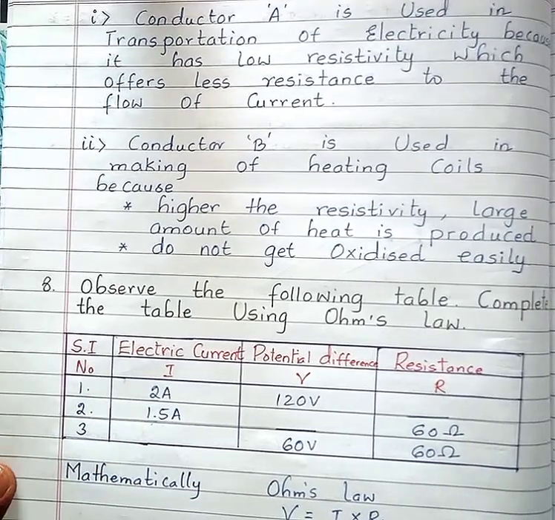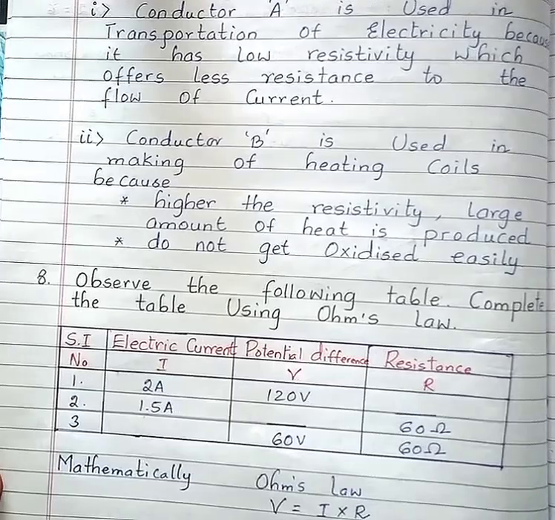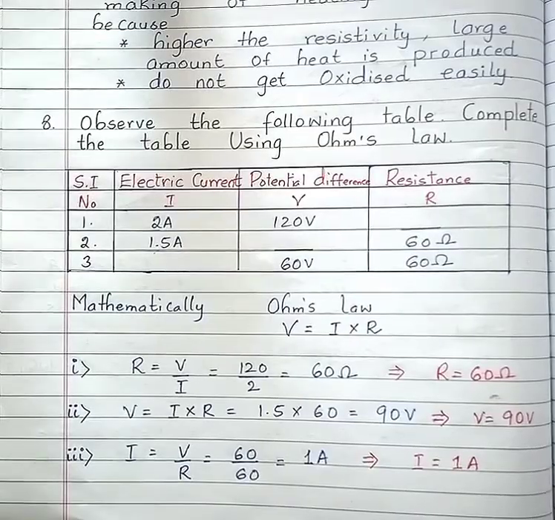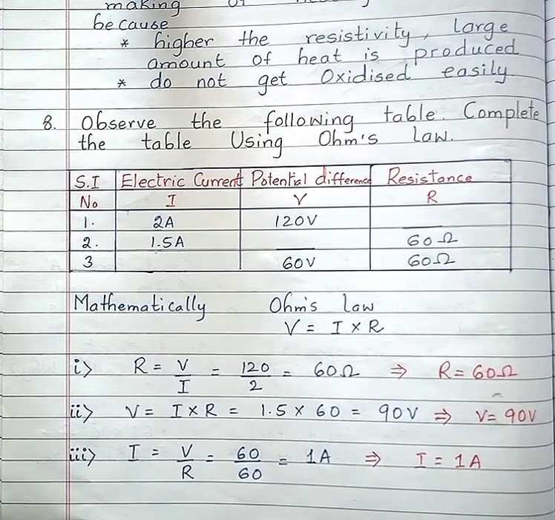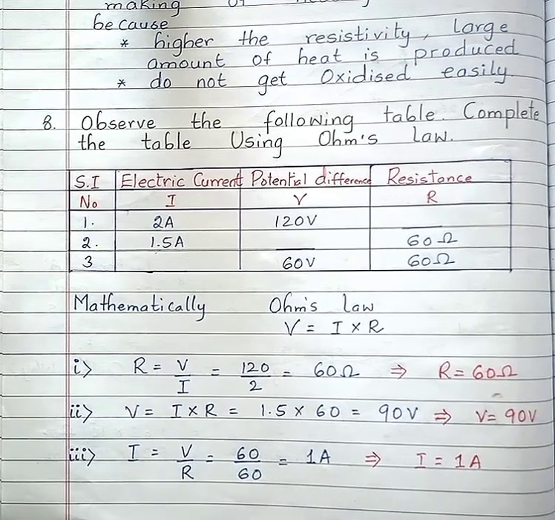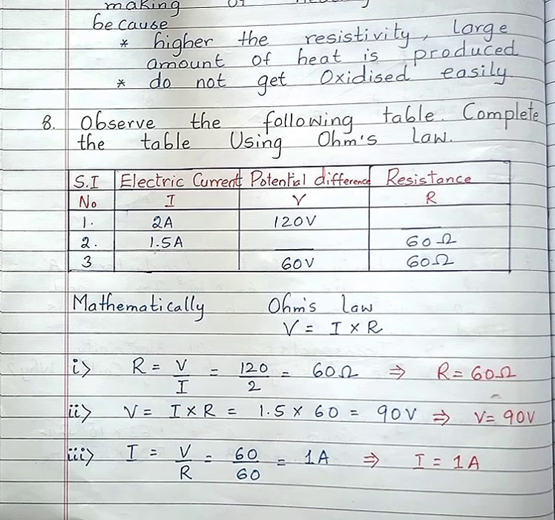Conductor A is used in transportation of electricity because it has low resistivity, which offers less resistance to the flow of current. Conductor B is used in making of heating coils because the higher the resistivity, the larger the amount of heat produced. They do not get oxidized easily.